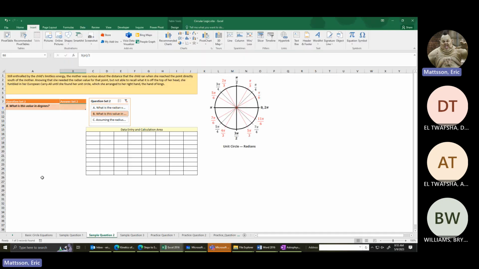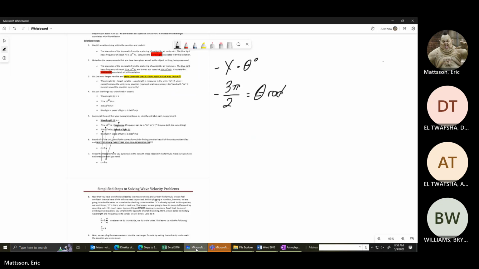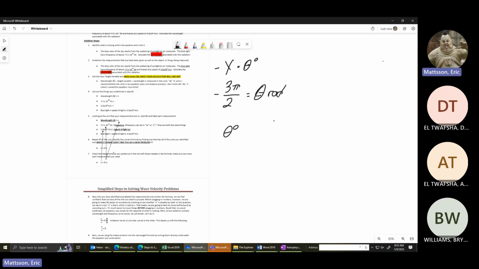So we can go back here and look at our equations. Which equation do I need to use to go from radians to degrees? It's right there: the given radian is equal to 57.3 degrees divided by 1 radian. So I'm going to write that equation down. Oops, we're converting here. Wrong one.